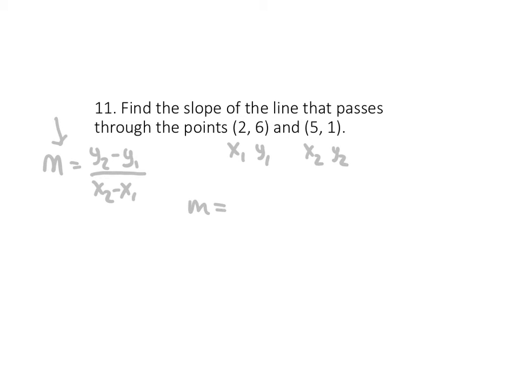In this problem, y2 is 1 minus y1 is 6. Notice we're subtracting the y values in that direction. We'll need to subtract the x values in the same direction. That's 5 minus 2. 1 minus 6 is negative 5. 5 minus 2 is 3. That is the slope.